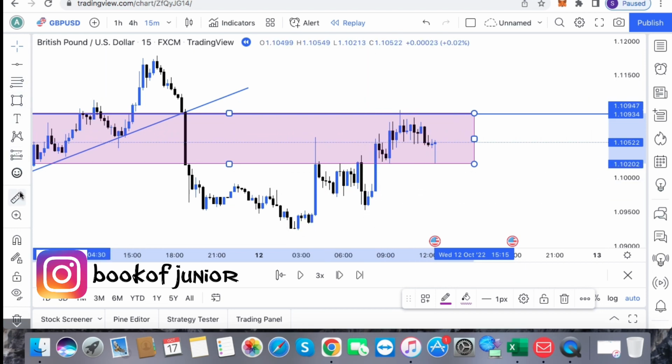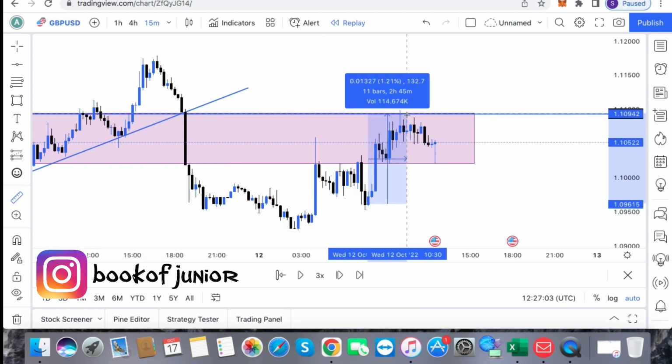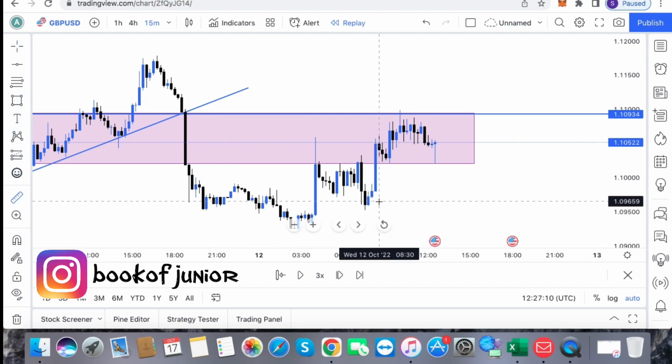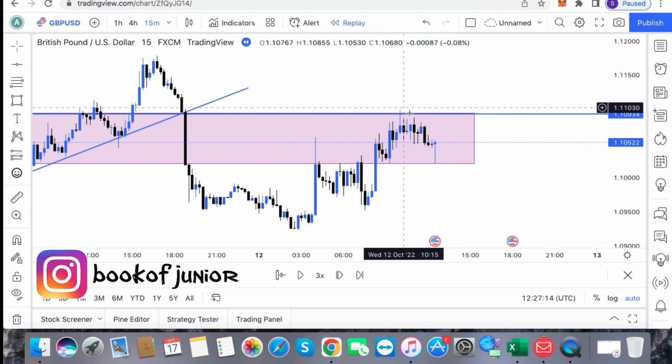I remember my take profit was 200 pips, as you can see, and my stop loss was just 60 pips, guys. This was a nice trade to take. My stop loss was just 60 pips, guys, and then price came back to this level here.